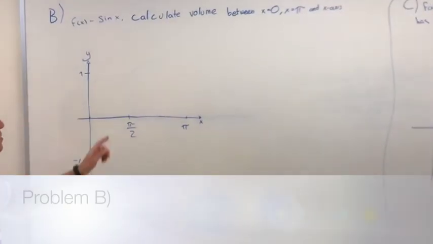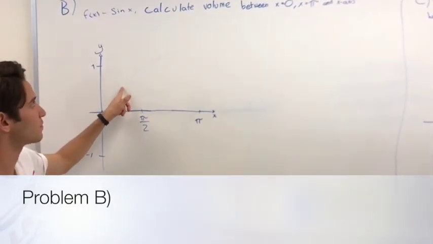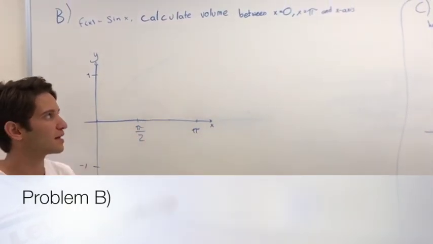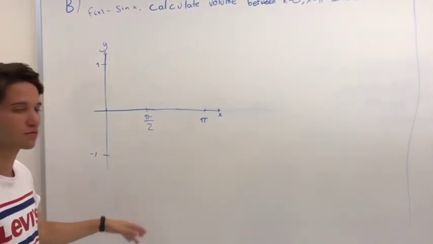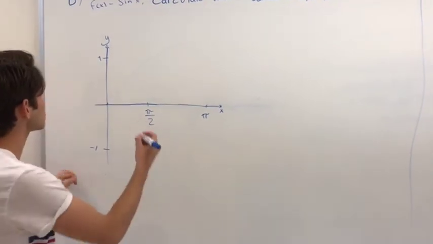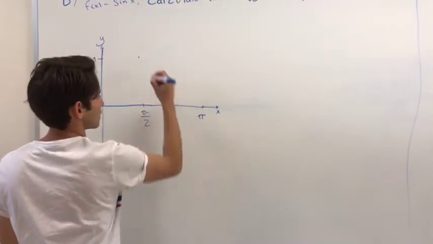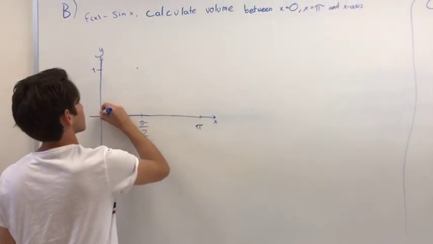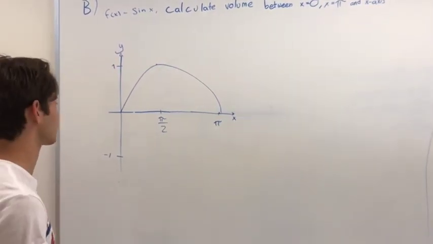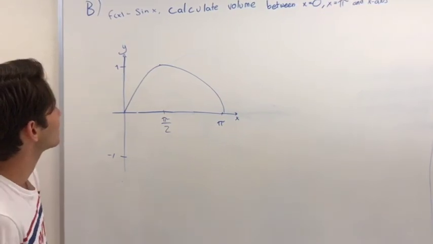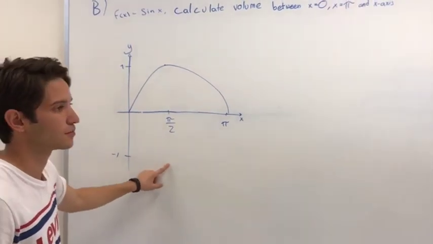So exercise B is asking for the same graph, but now it's asking for the volume between x equals 0 and x equals pi, and the x-axis, and it's rotated about the x-axis. So first we need to make the graph, which is like this, more or less, and then it's asking for the volume.